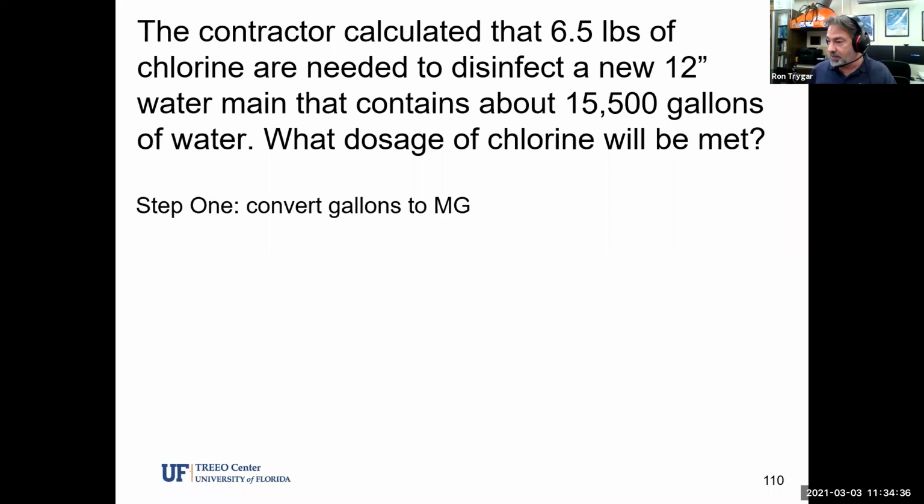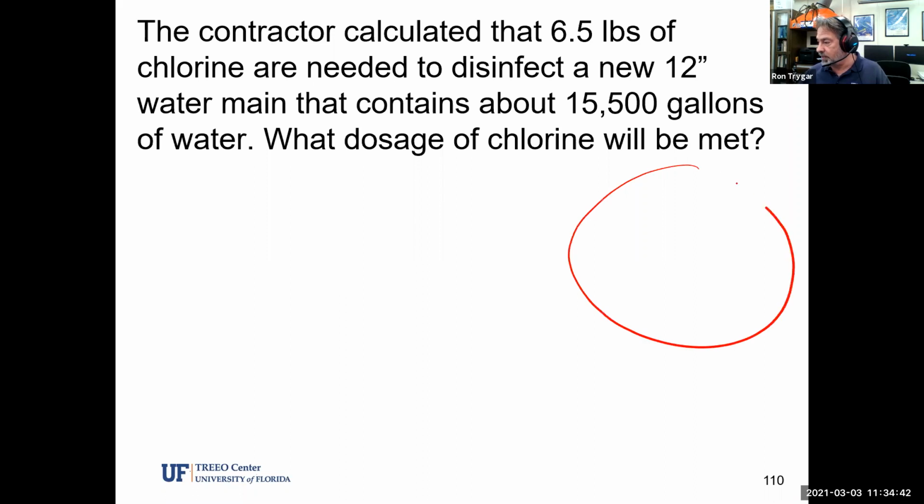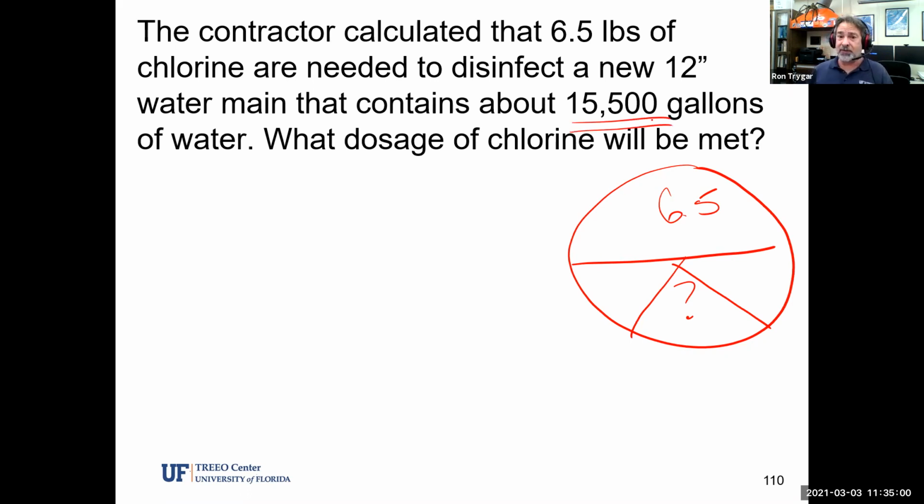So I think we have a Davidson pie chart we could use for this. Just as a reminder, what we're trying to solve here is this middle piece. What dosage will be met? And we have 6.5 as our numerator, and we know that 15,500 gallons are used, but we have to convert that into million gallon units first. We certainly can't use the 15,500 as a straight number. So let's convert this 15,500 first into million gallon units.